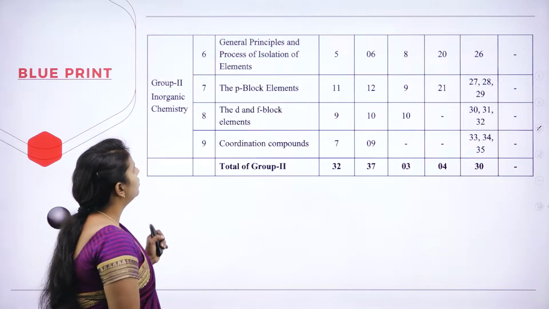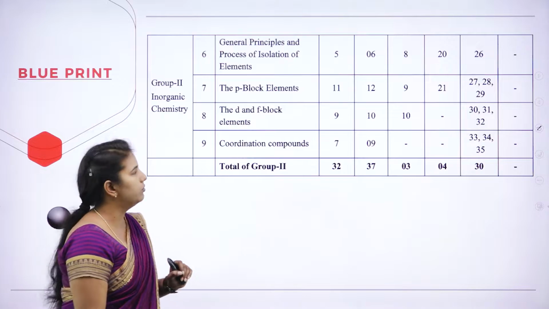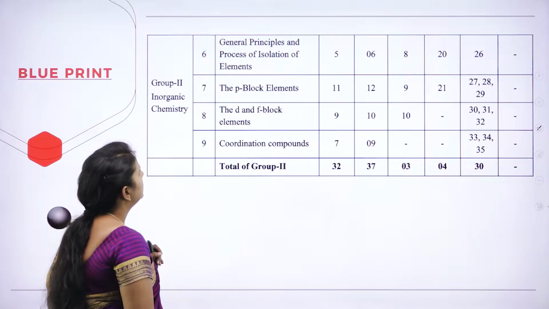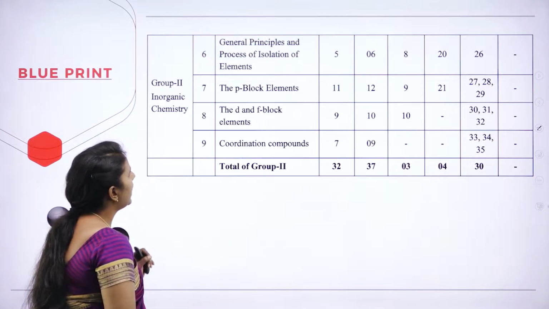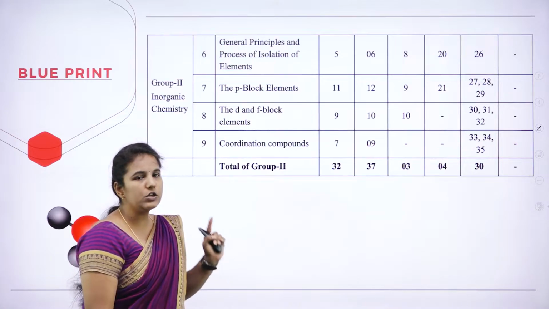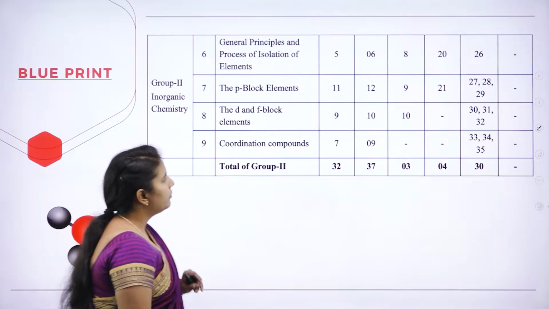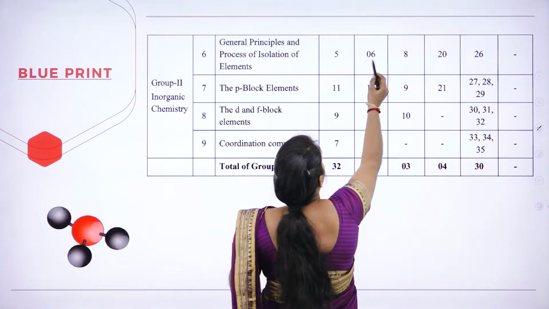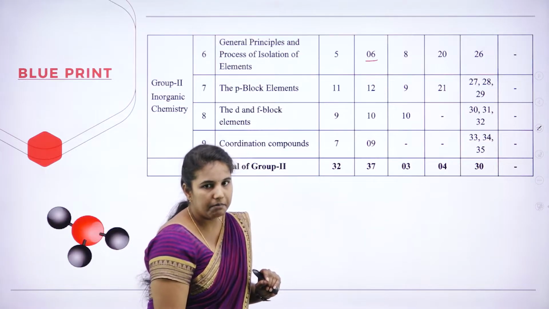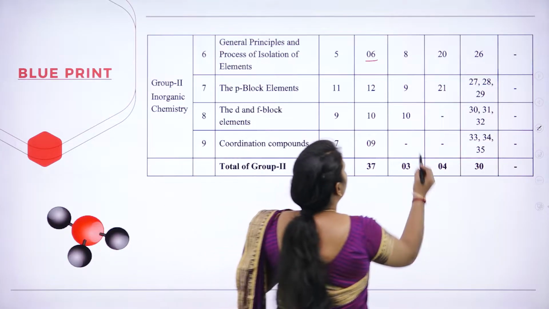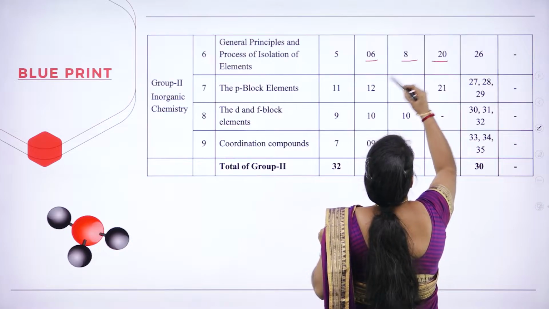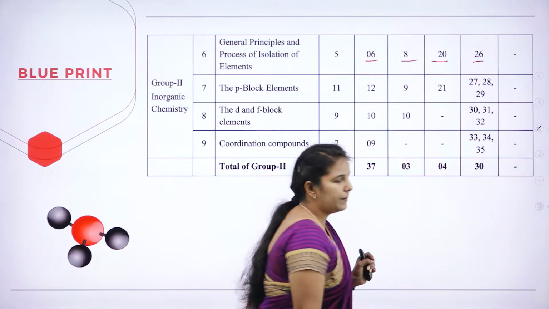In group 2, we have only 4 units. The 6th unit is the general principles and processes of isolation of elements. From this unit, we can expect only 6 marks, and there is a 1 mark question, 1 2 mark question and 1 3 mark question.